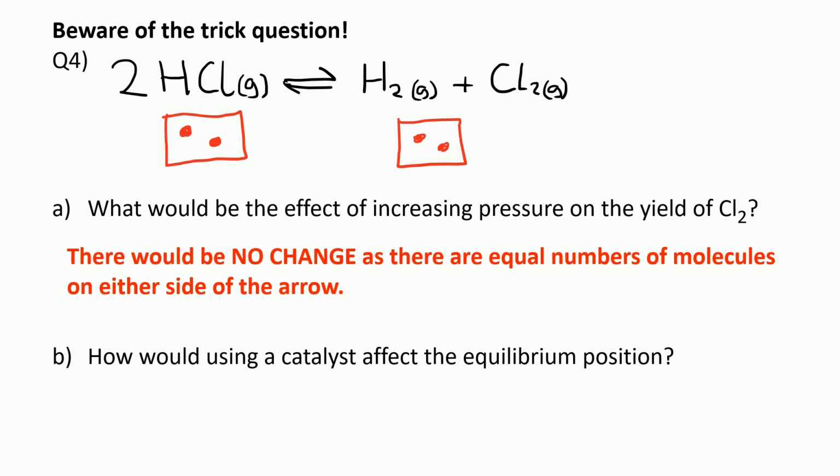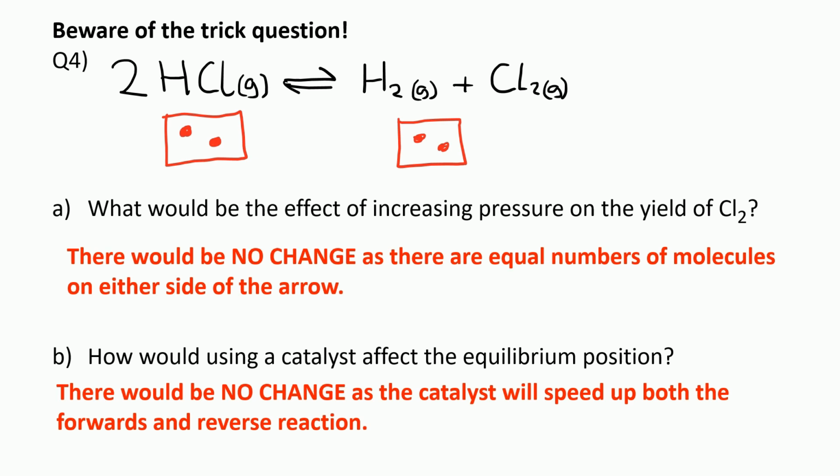And how would using a catalyst affect the equilibrium position? Well, there's no change as the catalyst speeds up both the forwards and reverse reaction. And that is true for all reversible reactions. The catalyst doesn't change the position of the equilibrium.